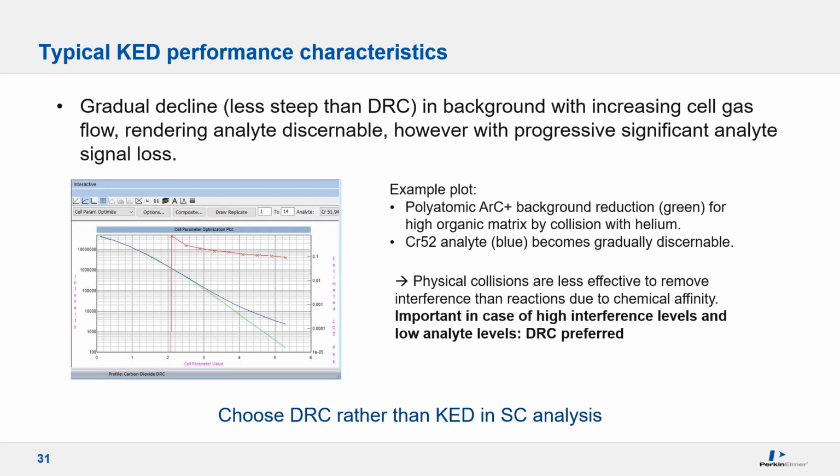This is different for collision mode. In collision mode, we typically have a much more gradual removal of the interference and therefore more loss of analyte signal, and the efficiency is more gradual. It's not as clear cut as in reaction mode, and the resulting performance not as good.